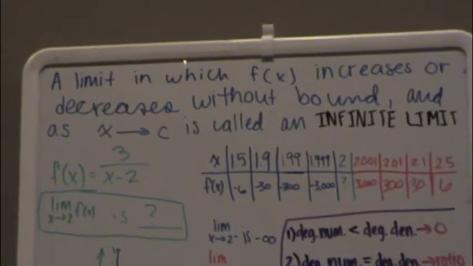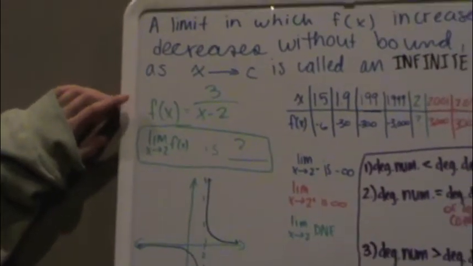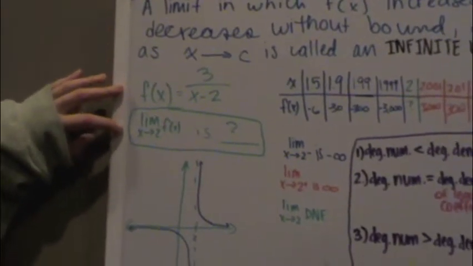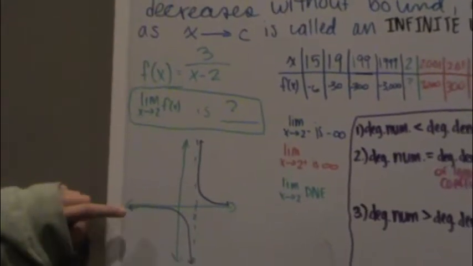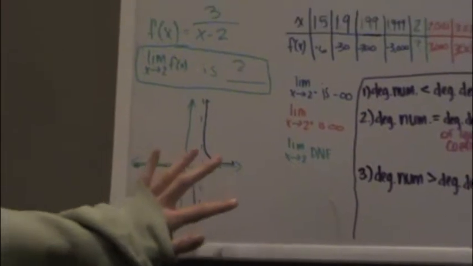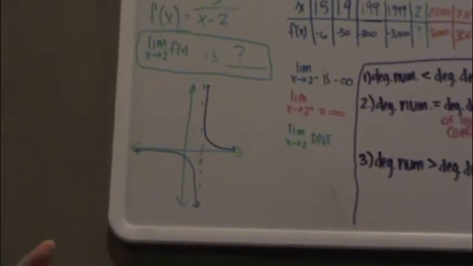is called an infinite limit. So take this equation for example. F of x equals 3 over x minus 2. And you're asked to find the limit as x approaches 2 for this equation. Now if you look at the graph, f of x decreases and increases without bound. And so the limit altogether wouldn't exist.